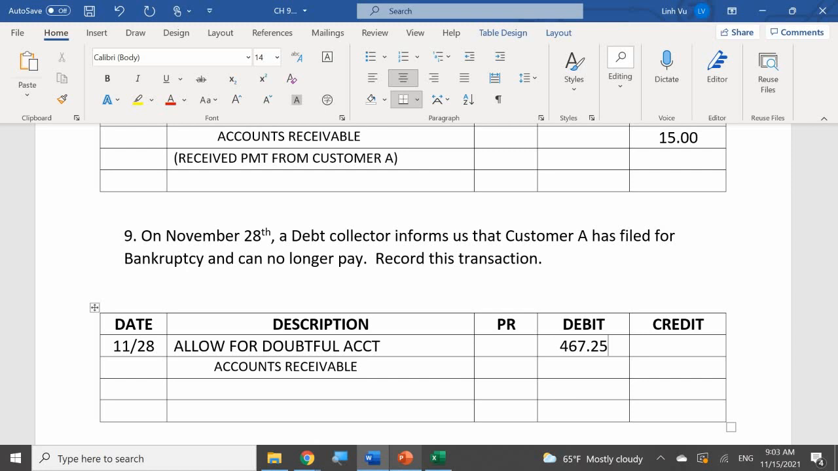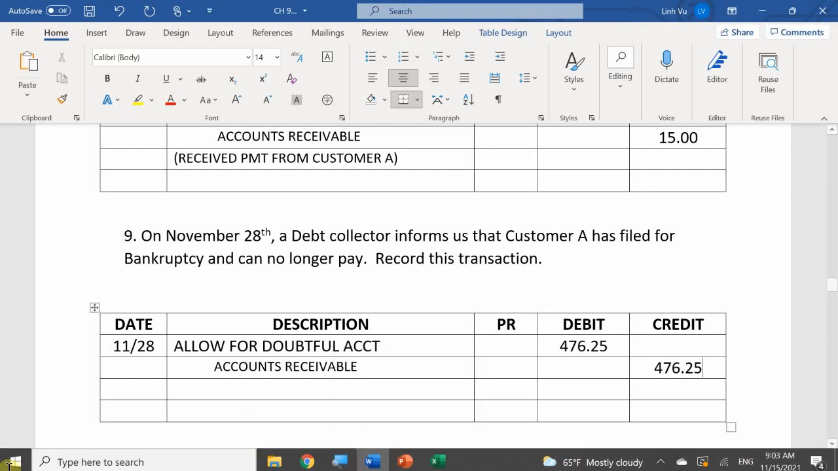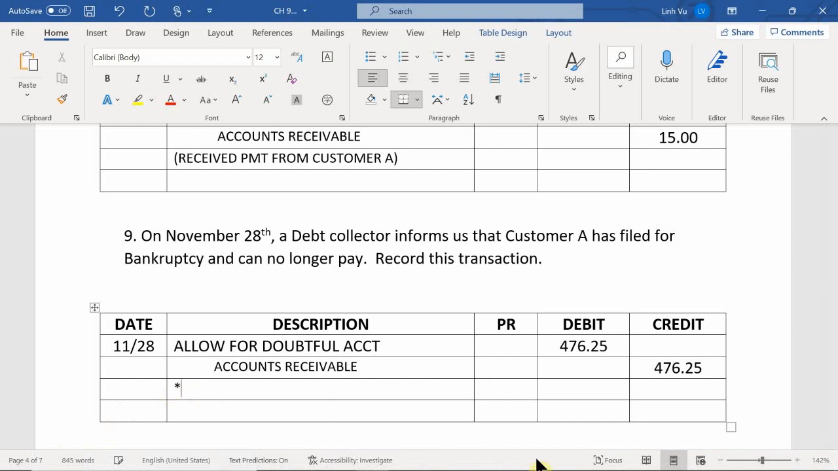476.25. 476.25. Okay? And then once again, to remove customer A's accounts receivable. Okay.